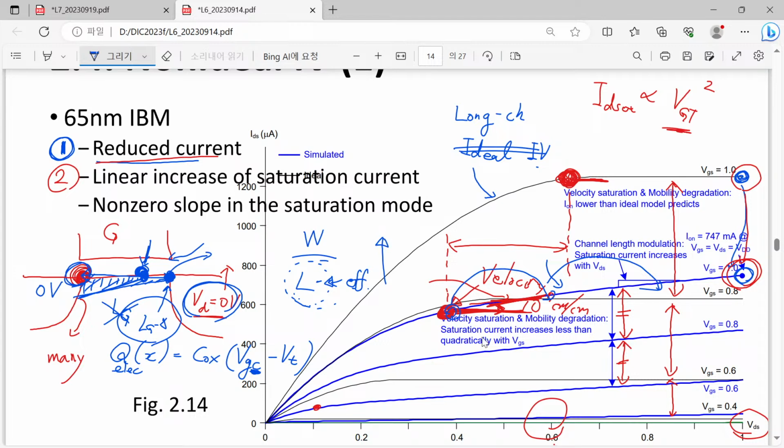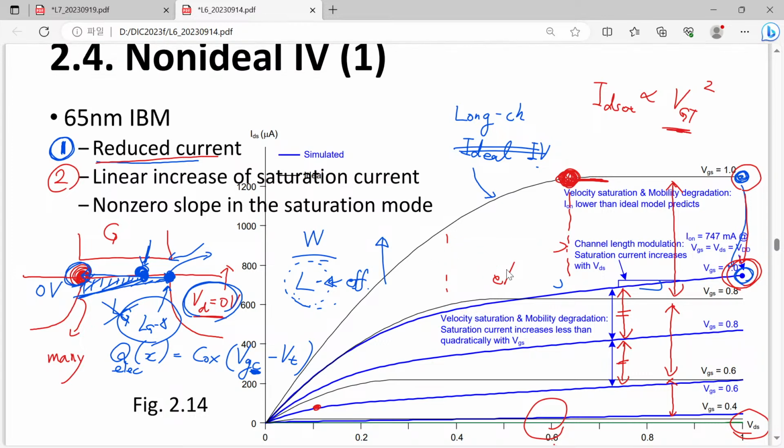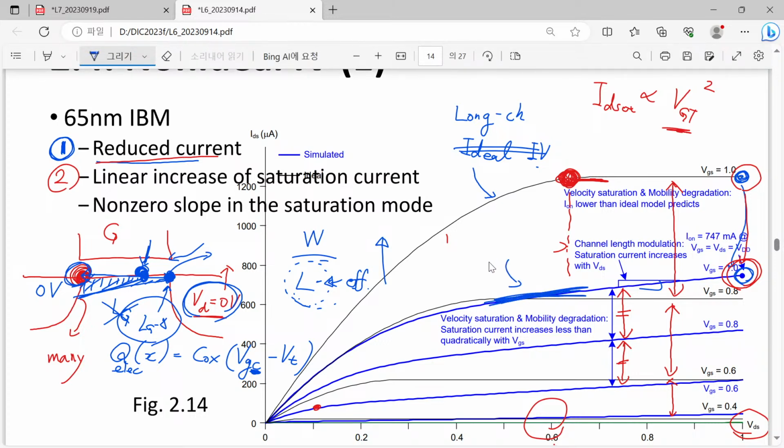So that's the reason why we have a finite non-zero slope in this part. This finite slope is attributed to the so-called channel length modulation effect. Channel length modulation simply means that this happens.